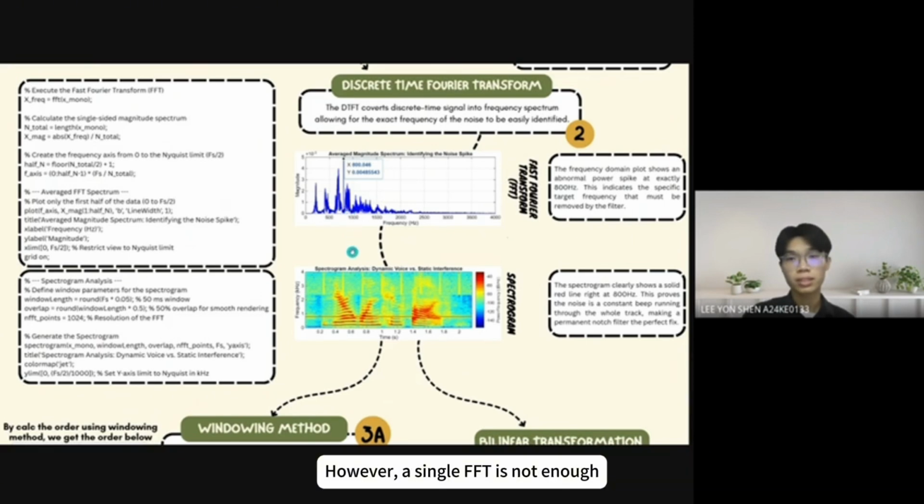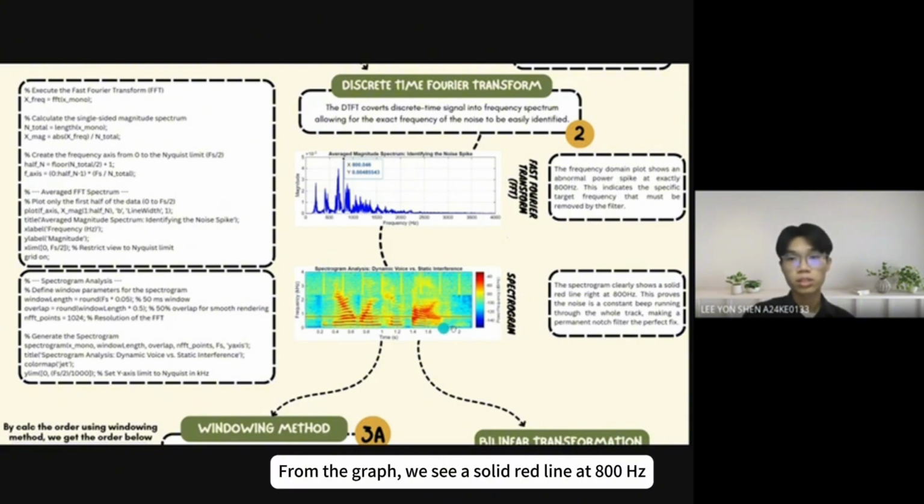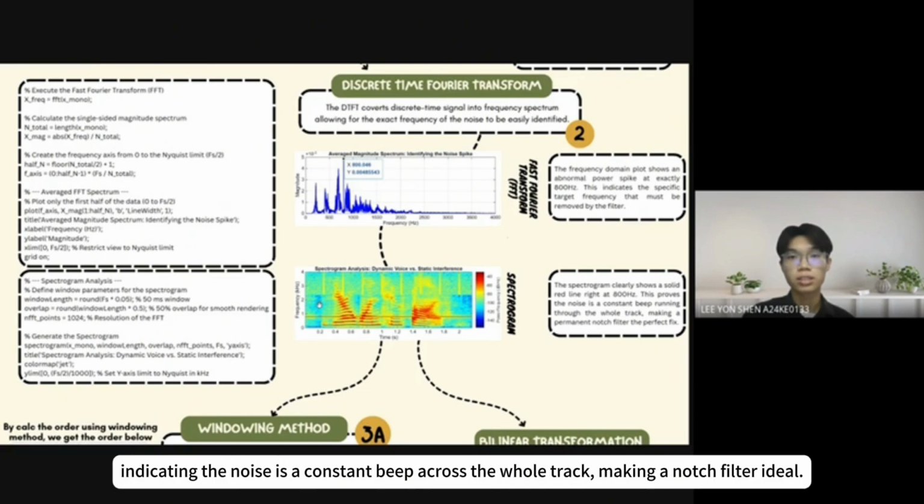However, a single FFT is not enough, so we use a spectrogram to show the direction of noise across the entire audio file. From the graph, you can see a solid red line at exactly 800 Hz, indicating the noise is constant across the whole track, making a notch filter ideal.